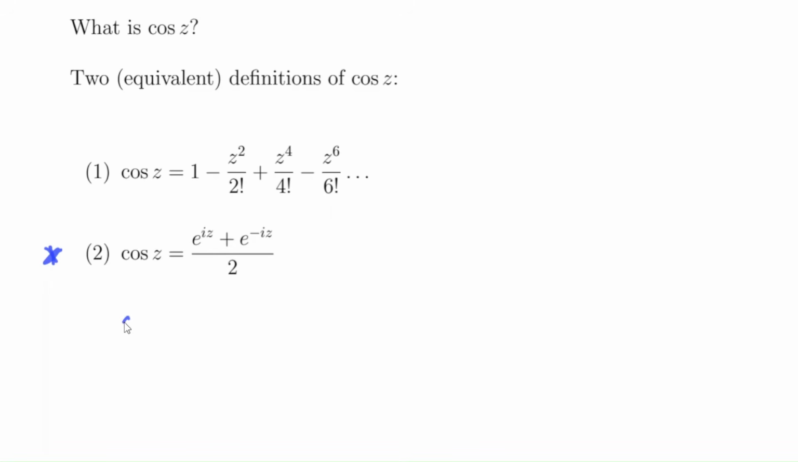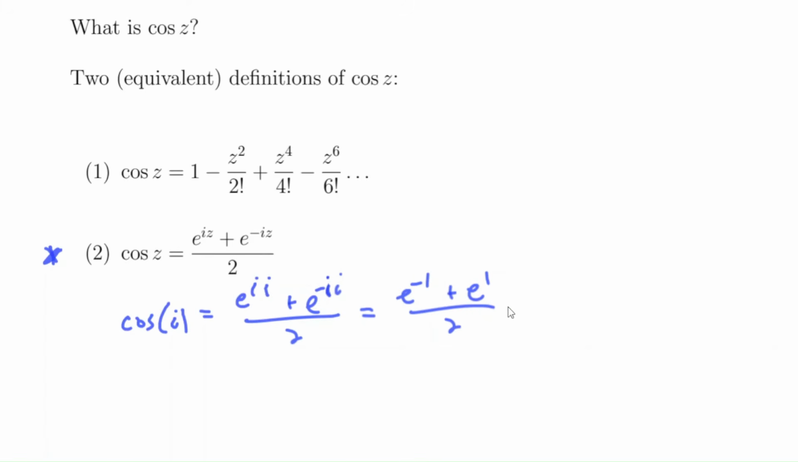And now it's actually very straightforward to figure out what is cosine of i based on this. Well, it'd be e to the i times i plus e to the minus i times i over 2. And of course, i squared is negative 1, so this is e to the minus 1 plus, well, i squared is negative 1, but we have another negative, so that makes it e to the 1. And notice this is just e to the 1 plus e to the negative 1 over 2, like we said it was. And again, that's just cosh of 1. So notice we found cosine of i using both definitions here.